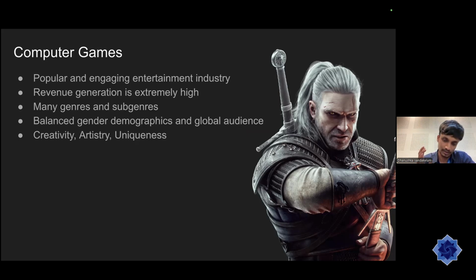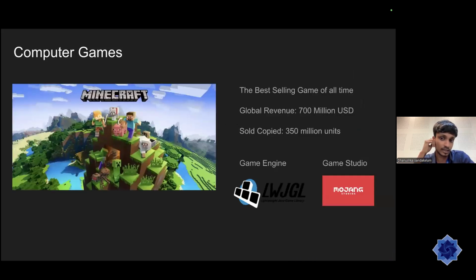Okay, again, computer games are a form of software, but more creative. Plus, a bit of complexity is also there, right? So according to the statistics, the best sold game around the world is Minecraft. They have a global revenue of 700 million, and they have sold around 350 million units across the globe. Okay, and actually this game was originally developed by one person, right?